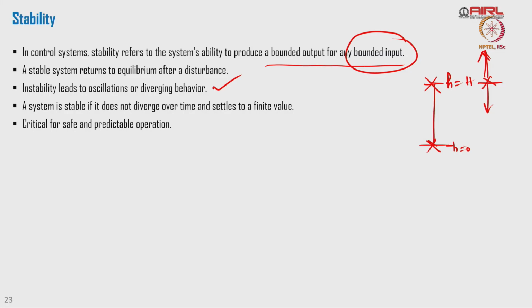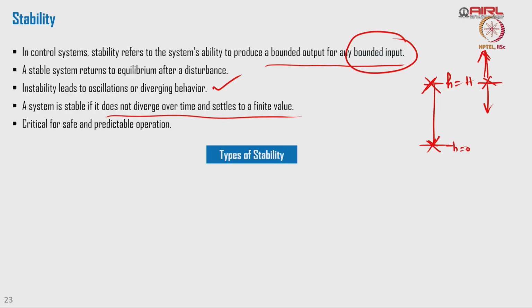A system is stable if it does not diverge over time and settles to a finite value. We want the drone to come from this particular height, reach here and hold the altitude. However, if it is not stopping here and the altitude is getting higher and higher, that is a kind of diverging over time, not desirable. So, this concept of stability is critical for safe and predictable operation.